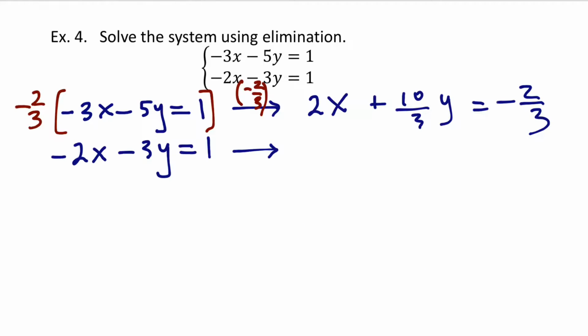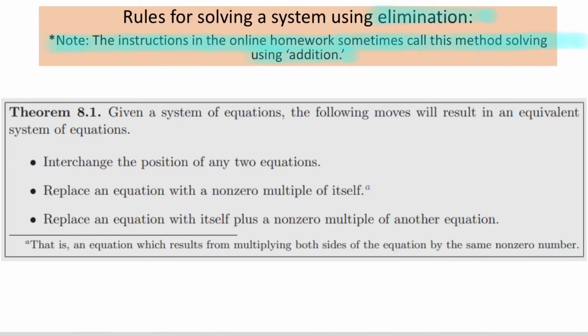So let's just review what we did. I figured out I'm going to try to match up the coefficients of these x terms right here to be equal and opposite so that I can add this equation to this, and these two terms will drop out. So if I multiply every single one of these terms by the same number, I'm following the second rule here.